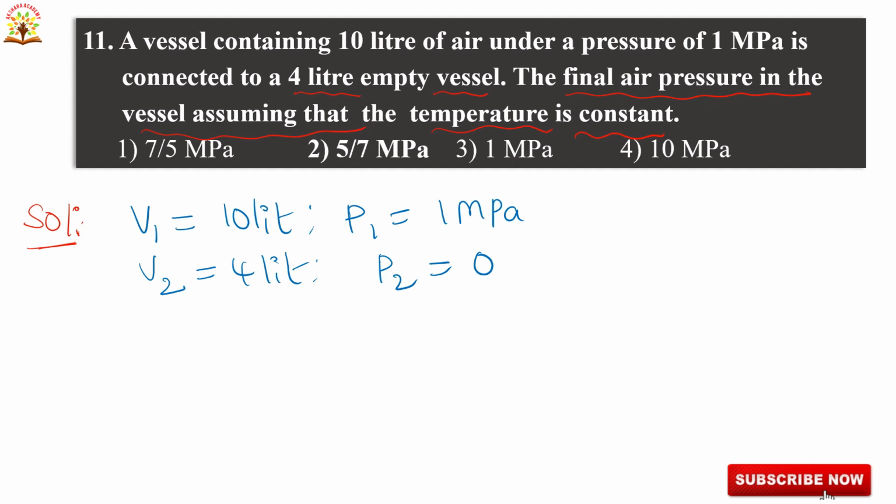Suppose here this is a vessel containing P1, V1, and here P2, V2. When two vessels are connected, then PV is equal to P1 V1 plus P2 V2.